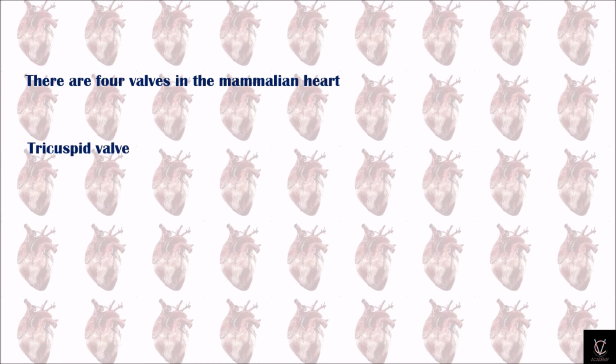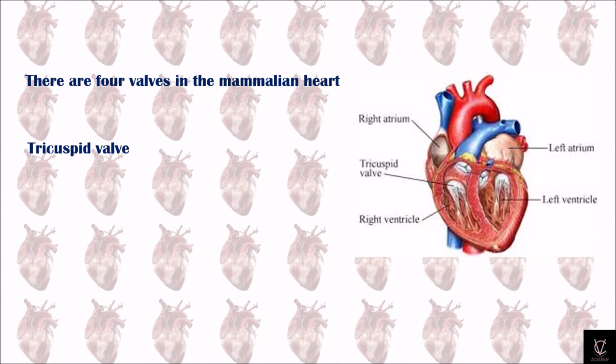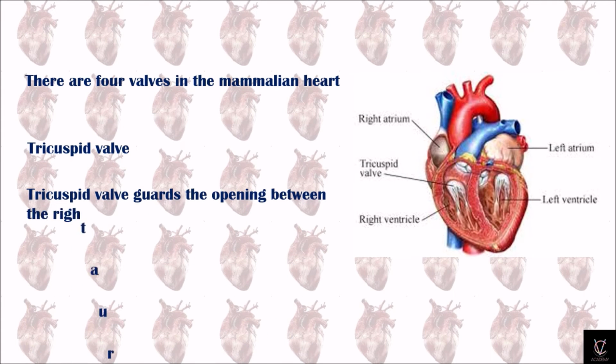So, coming to the tricuspid valve, what is its location? The tricuspid valve guards the opening between the right auricle and the right ventricle. So, where is the location of the tricuspid valve? We can see it clearly in the diagram. The tricuspid valve guards the opening between the right auricle and the right ventricle.